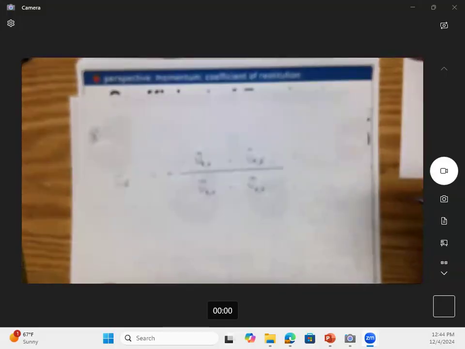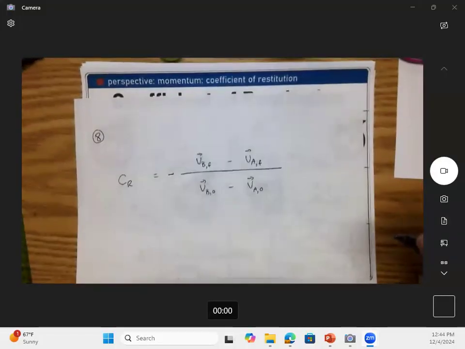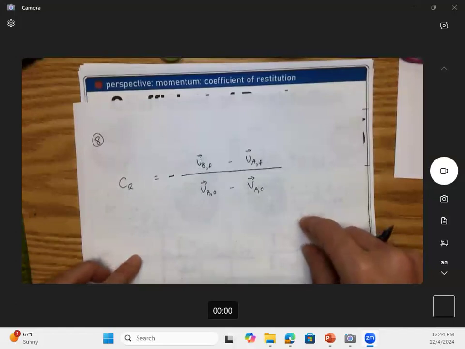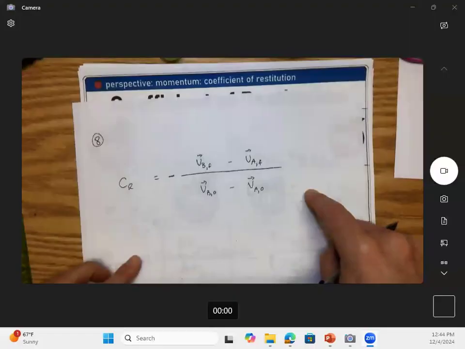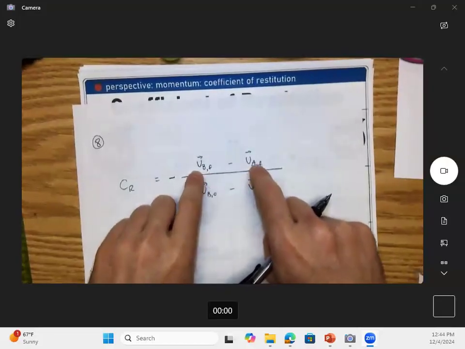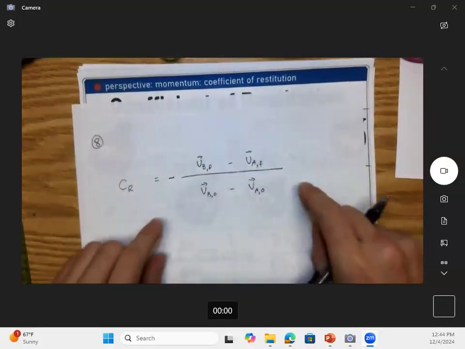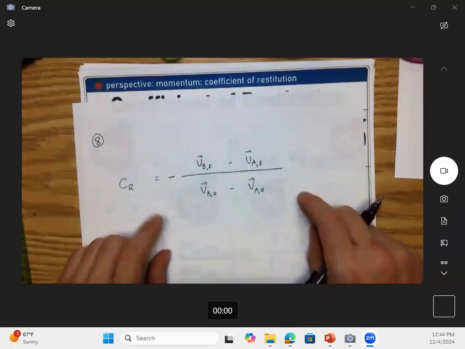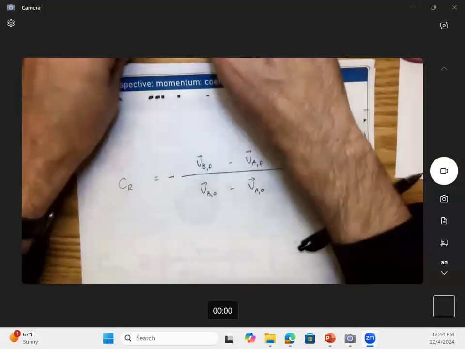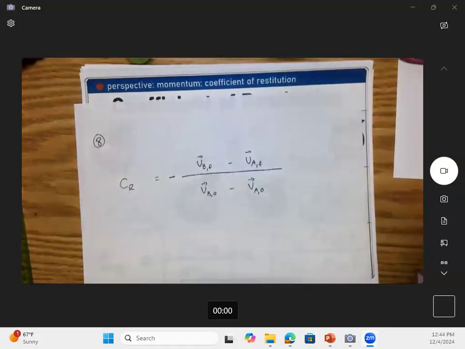All right, how about this? Do you guys remember from last couple of days? What's the smallest number this could ever possibly be? 0. That's if they stick together. Then they would not be moving relative to each other. The numerator would be 0, so the whole thing's 0. What's the biggest this number could ever be? 1. Yeah, if it's perfectly elastic, boing, like Newton's cradle. This could go up to 1.00.